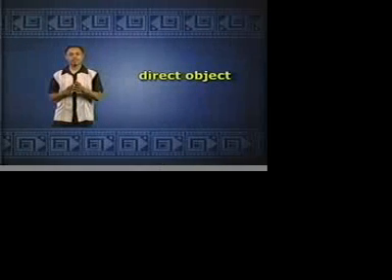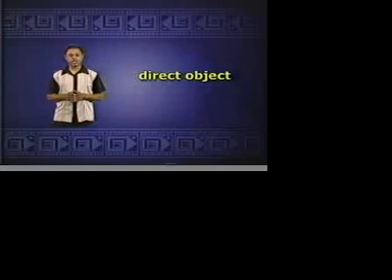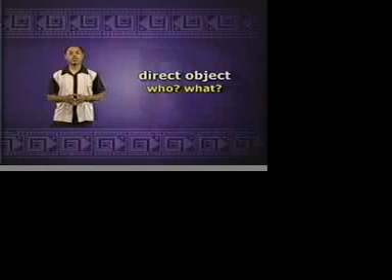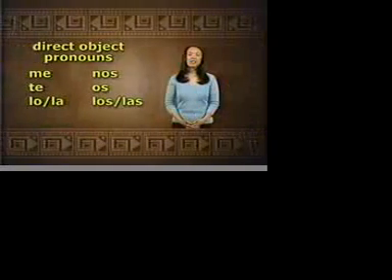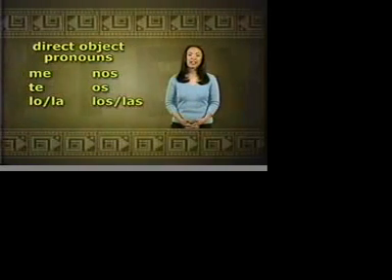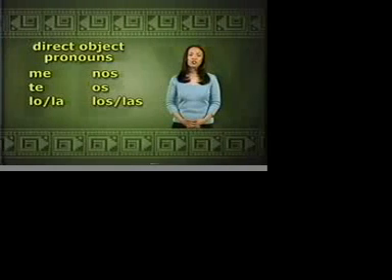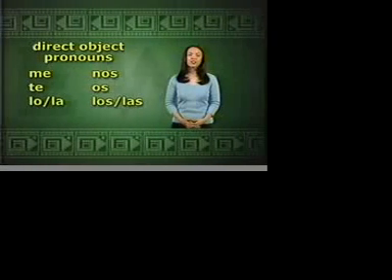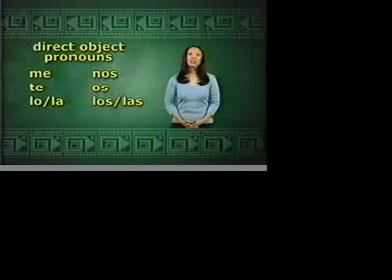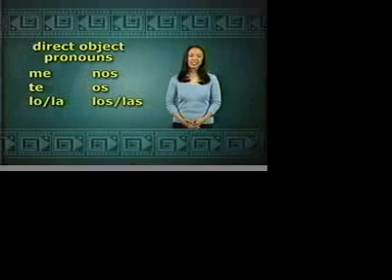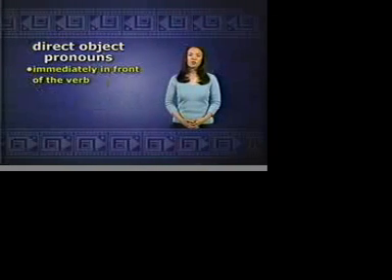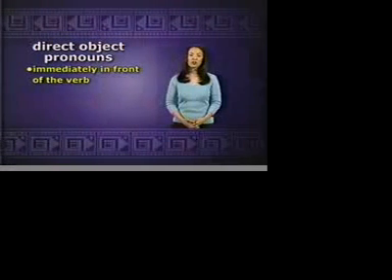The direct object of a sentence is the noun that receives the action of the verb and answers the question who or what. In Spanish, the pronouns me, te, lo, la, nos, os, los, and las can be used to replace the direct object in a sentence. Direct object pronouns go immediately in front of the conjugated verb in the sentence.